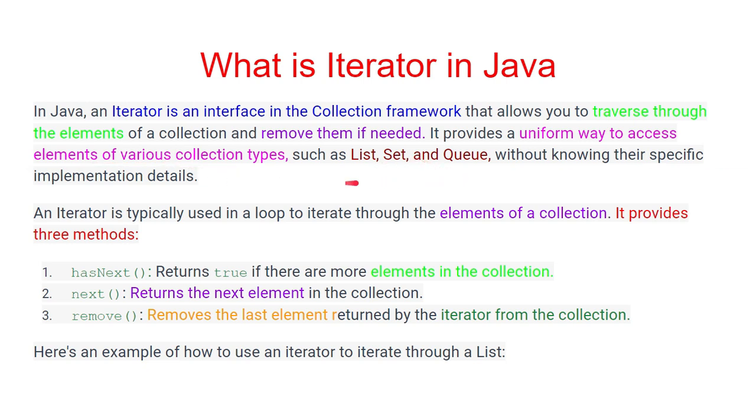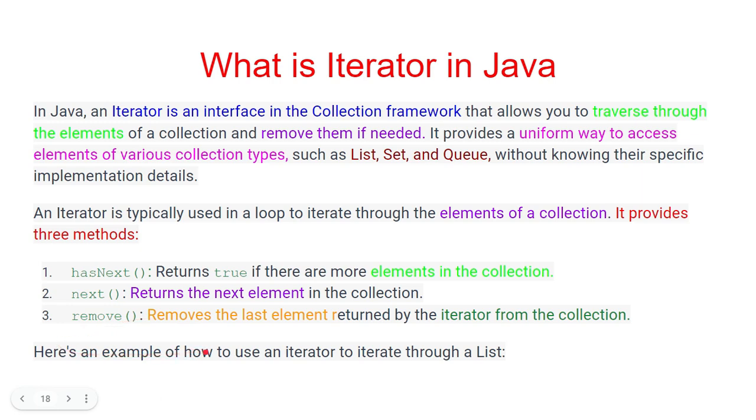In all of that you can do the operations with the iterators. An iterator is typically used in a loop to iterate through the elements of the collection. It provides the method called hasNext. We have already used hasNext, next, and remove also. hasNext returns true if there are more elements in the collection, next returns the next element of the collection, and remove will remove the last element returned by the iterator from the collection.